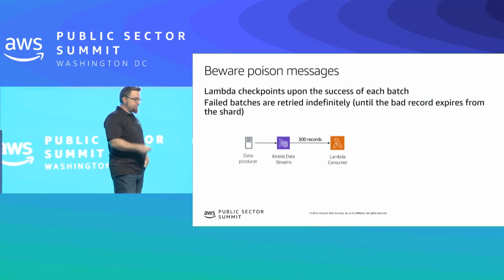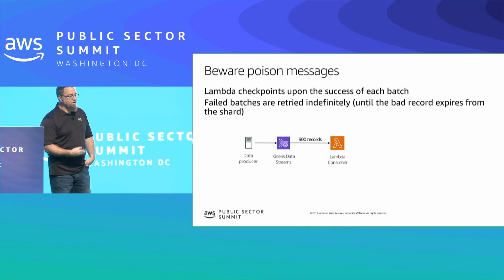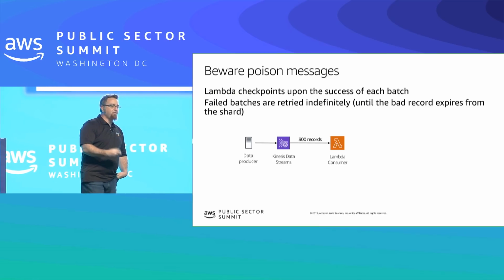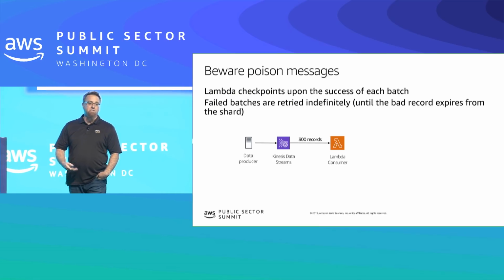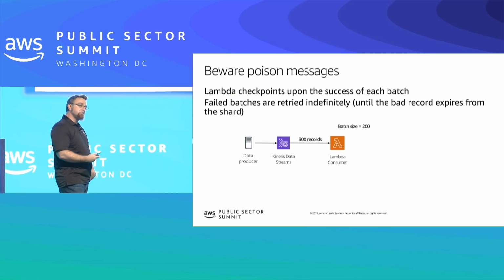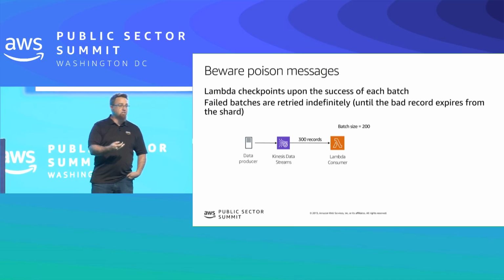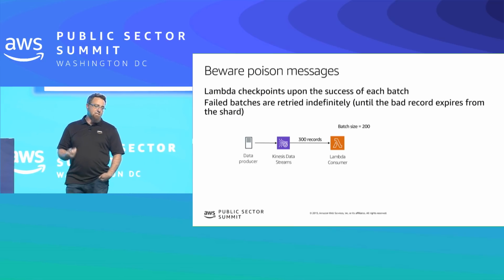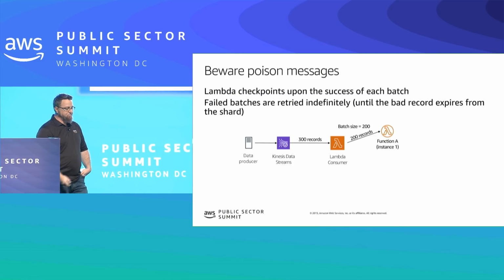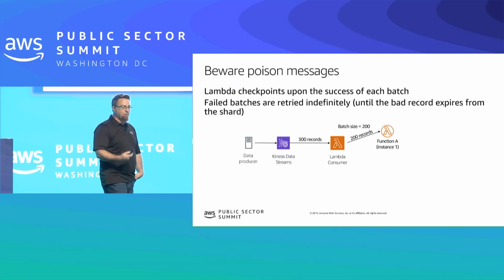And so I mentioned pitfalls in the initial slide. Some of the pitfalls to be aware of are things like poison messages. So in this example here, I have 300 records that have been pushed through the Kinesis data stream, and I have a Lambda consumer on that. When you configure a consumer, you're going to say what the batch size is for the number of records to pull back from the stream to process each time. And in this case, I'm saying I want to pull back 200 messages. So it's going to invoke a function from Lambda to do that processing.